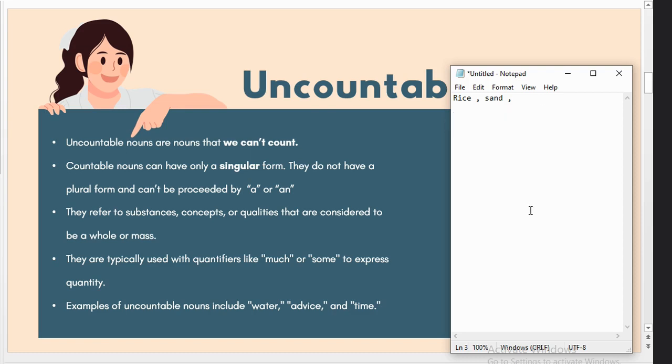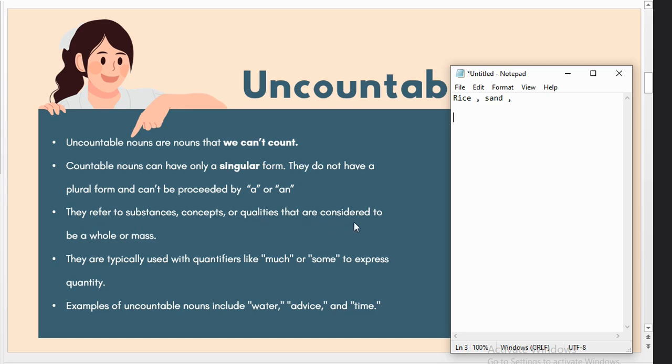A and an will not be used with uncountable nouns. An uncountable noun can only have a singular form. They do not have a plural form and cannot be preceded by a and an. That we cannot use a and an with rice or sand. So it would be wrong.